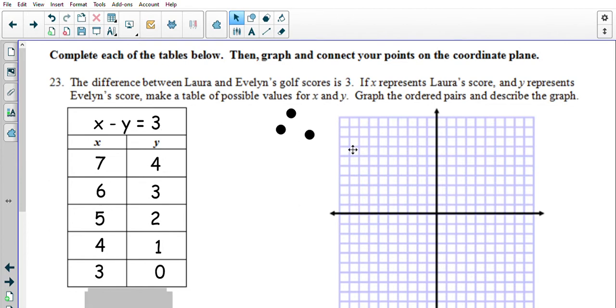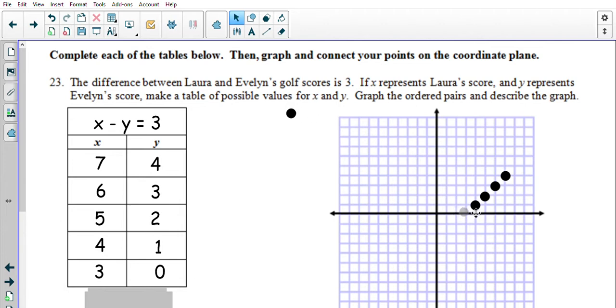So 7 comma 4. We got to go to the right 7. 1, 2, 3, 4, 5, 6, 7. Up 4. 1, 2, 3, 4. Hopefully I have that in the right spot. We'll see soon if not. 6 comma 3. Right 6. Up 3 is going to be right here. 1, 2, 3. Good. 5 comma 2. 1, 2, 3, 4, 5. Up 2. We've got 4 comma 1, that's going to be right here, and 3 comma 0 is going to be right here.